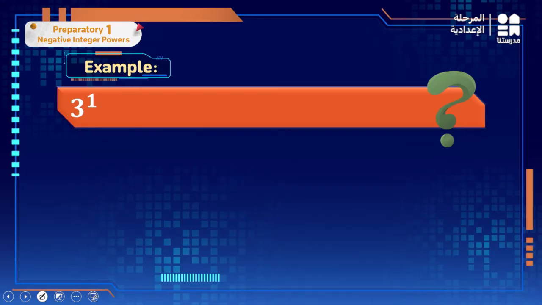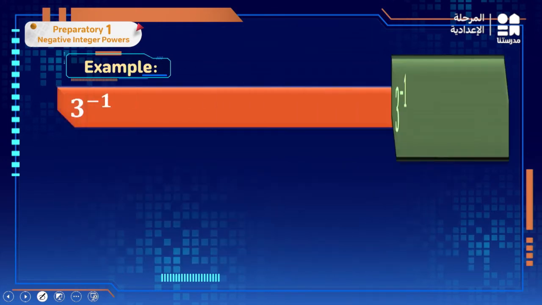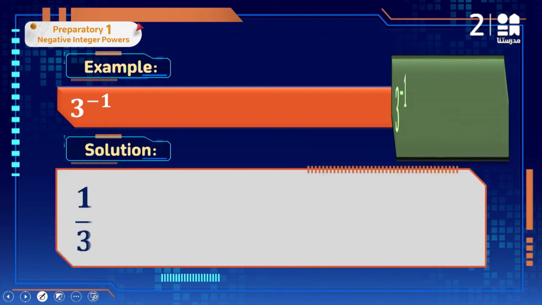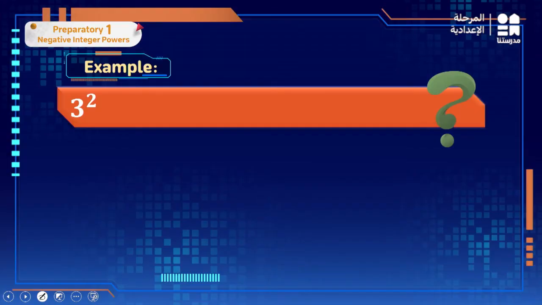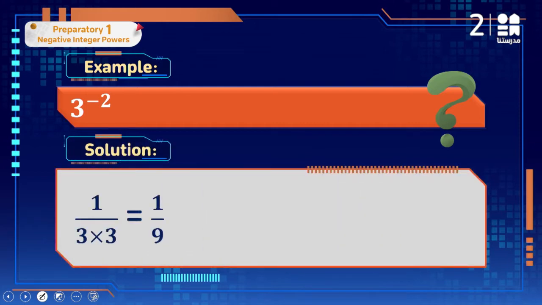3 to the power of 1 is equal to 3. Why? Because we are going to repeat 3 just one time. Then, example 2, 3 to the power of negative 1 is equal to 1 over 3. Why 1 over 3? Because 3 is over 1 and we are going to flip it. It becomes 1 over 3. What about 3 to the power of 2? 3 times 3, which is 9. Then 3 to the power of negative 2 is 1 over 3 to the power of 2, which is 1 over 3 times 3, and that means 1 over 9.